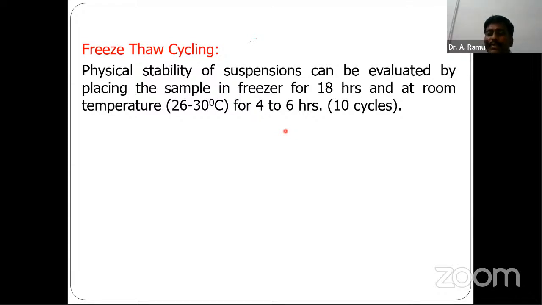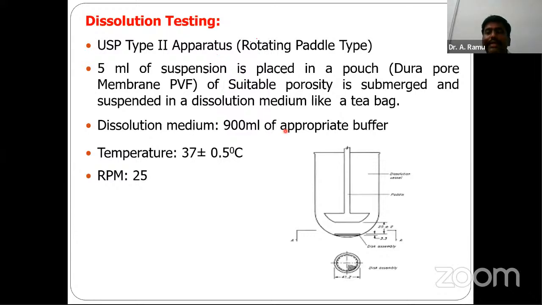A physically unstable suspension cannot withstand these temperatures when you are exposing it to freeze-thaw cycles. A stable suspension which withstands the freezing and thawing temperature does not show any variation in the physical parameters, right? So this is the freeze-thaw cycle. Freeze indicates refrigerator temperature, thaw indicates room temperature or greater than room temperature, so that is why it is considered a freeze-thaw cycle.